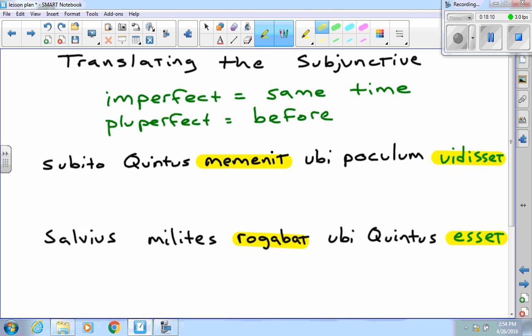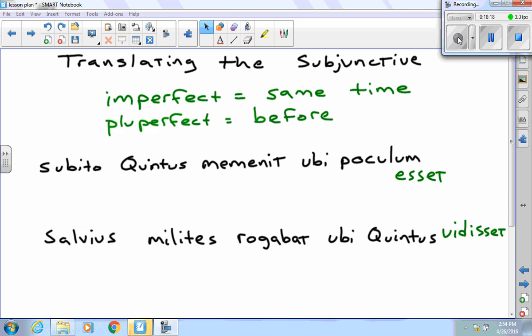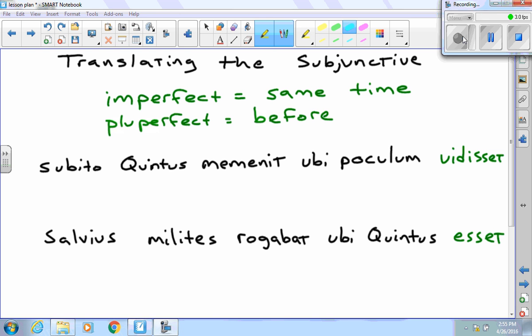Same time. Now, what if I switch these two verbs? Would it change? If I put esset up here and vidit down here, the translations are probably going to be the same. Suddenly, Quintus remembered where the cup was. And then Saulus asked the soldier where Quintus had seen him. It's all going to come down to whether you recognize that isse and that infinitive esse, to determine whether it's imperfect or pluperfect.